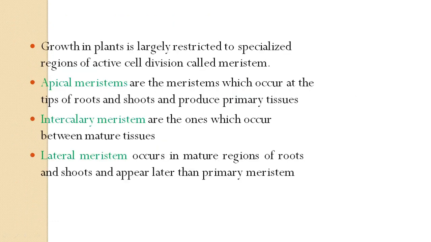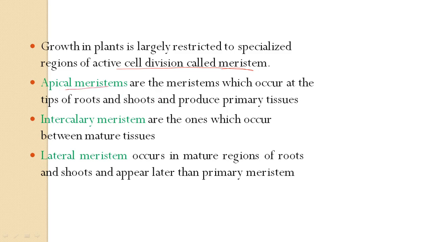So growth in plants is largely restricted to specialized regions of active cell division called meristem. The growth is always specific, that is, it is limited, it is not found everywhere, and the area where division is taking place, where new cells are being formed, that particular group of cells or tissue is called a meristem. It has been divided into three parts.